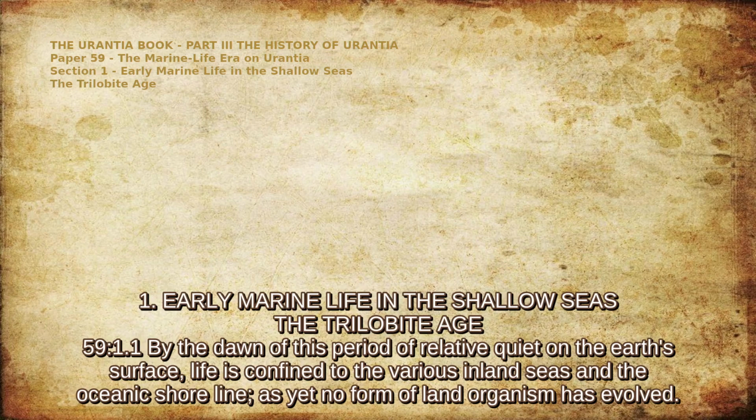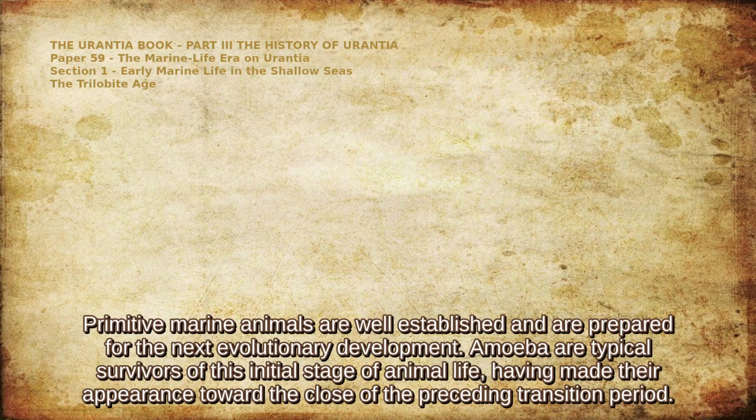1. Early marine life in the shallow seas, the Trilobite Age. By the dawn of this period of relative quiet on the Earth's surface, life is confined to the various inland seas and the oceanic shore line. As yet, no form of land organism has evolved. Primitive marine animals are well established and are prepared for the next evolutionary development. Amoeba are typical survivors of this initial stage of animal life, having made their appearance toward the close of the preceding transition period.